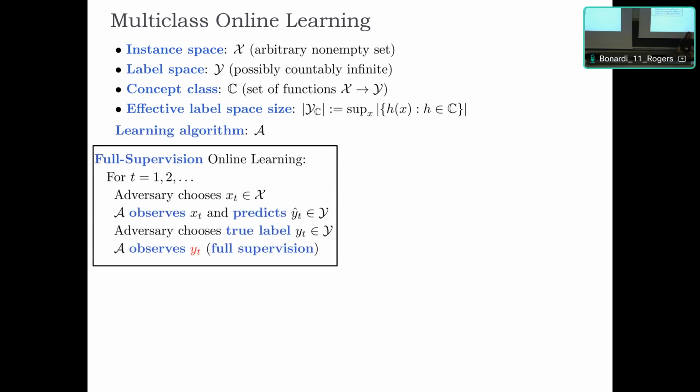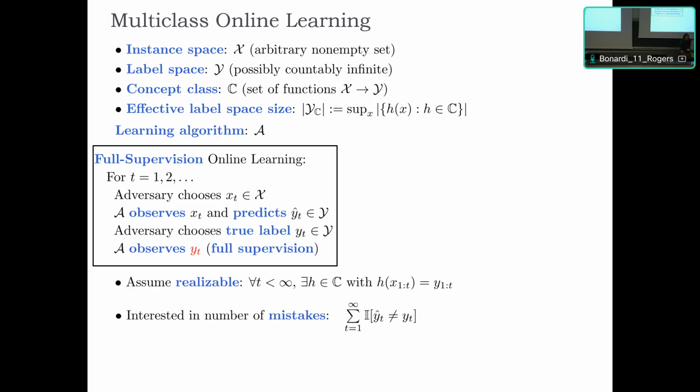For the learning protocol here, I'm sure most of you are familiar with it. The standard full supervision setting for online learning, from Littlestone in the 80s, is a game that happens in rounds. On each round t, an adversary chooses a point xt in the instance space. The learner observes xt and then makes a prediction y hat t. Then the adversary chooses a true label yt, and the algorithm gets to observe the true label yt. That's the full supervision feedback version.